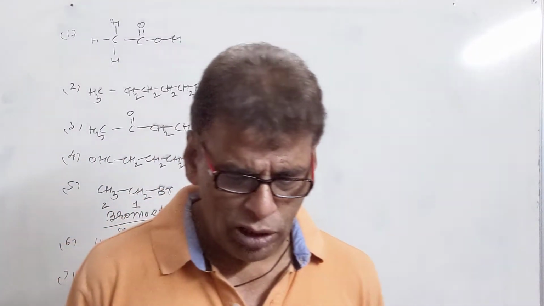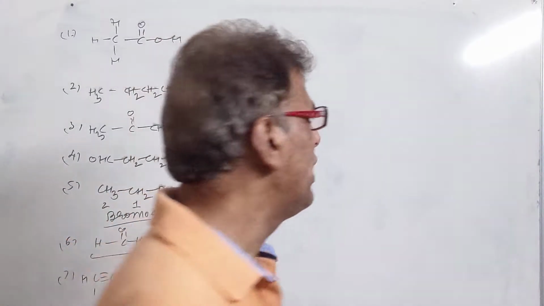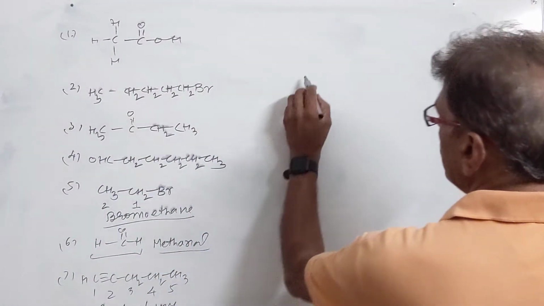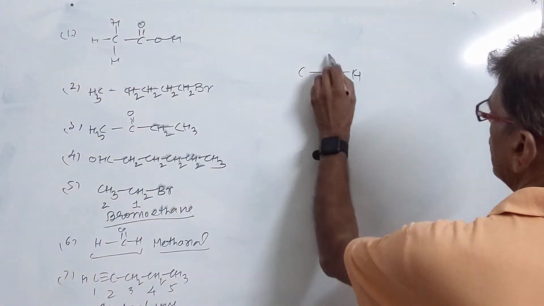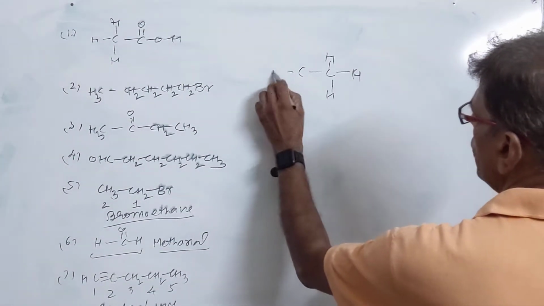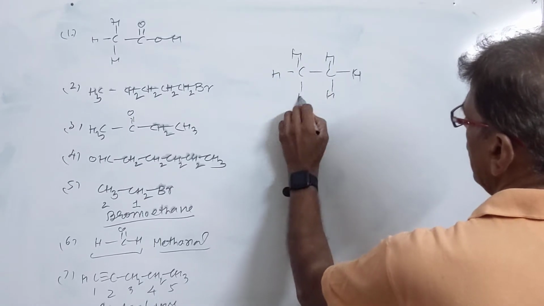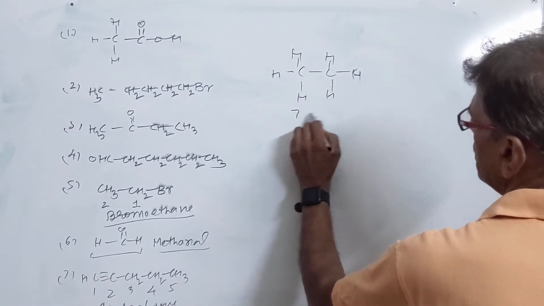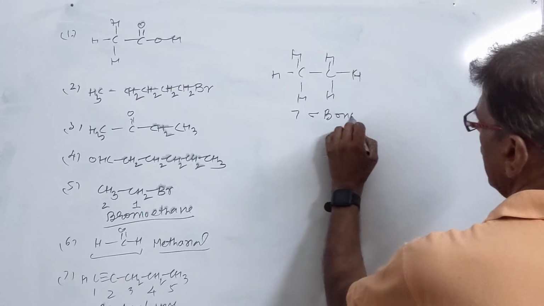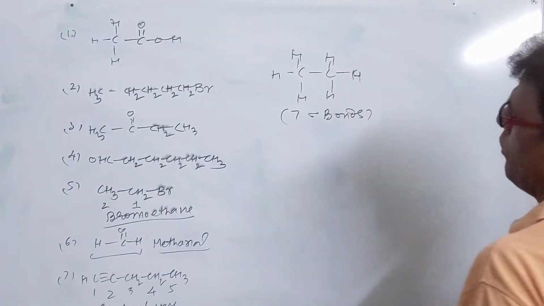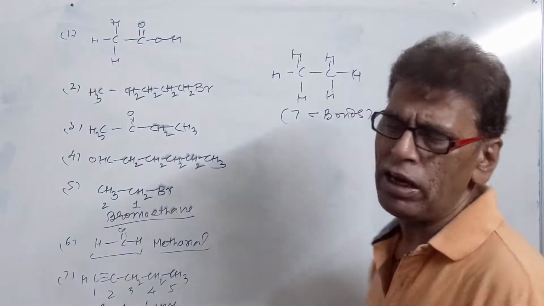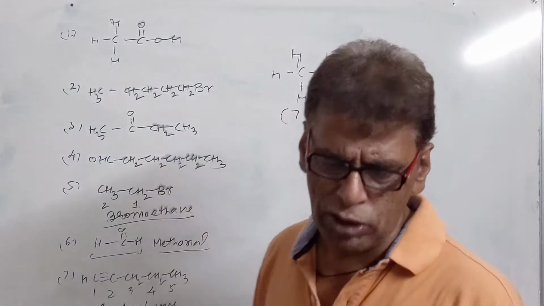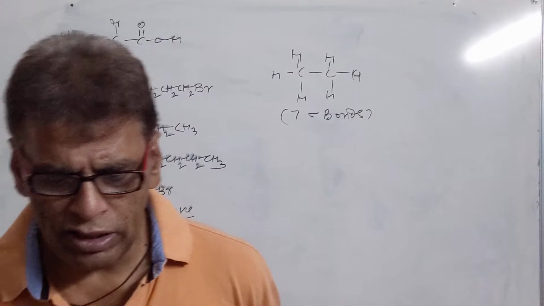Ethane with molecular formula C2H6 has how many sigma bonds? Sigma bonds in ethane can be checked by writing its graphic formula. We have written it yesterday also. So it will have 7 sigma bonds. How many lines are joining in this compound? 3 lines on this side, 3 on this side, and 1 between carbon and carbon. So we have 7 sigma bonds in the case of ethane.